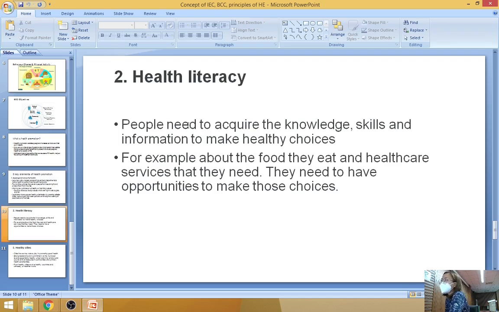Then next is health literacy. People need to acquire the knowledge, skills and information to make healthy choices. Everyone should know the risks and benefits of having a particular behavior or food or whatever they are following. They should acquire knowledge, for example, about the food they eat and the healthcare services that they need. They should know whether the food they are eating is good or bad, what the advantages and disadvantages are, and then they should make their own choices. They should be given the opportunity to make their own choices.